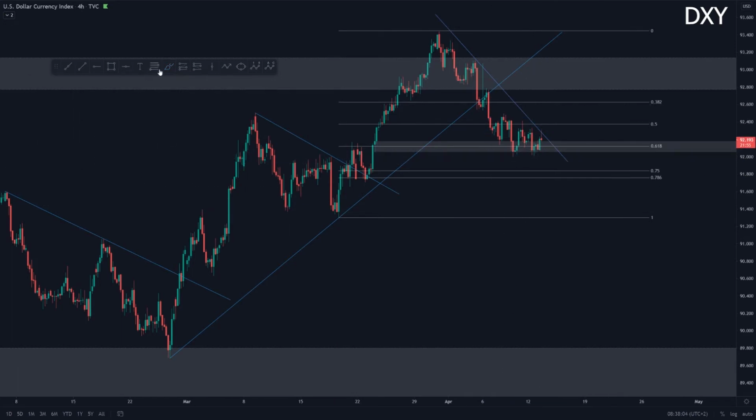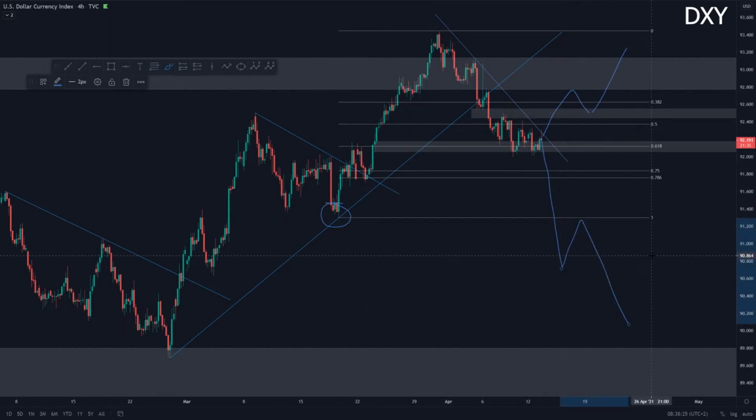So what do we need to see? Well, we need to see a breakout of this structure line with a retest of structure over here, and then bullish confirmation for a potential long. Or we need to wait for a strong impulse towards the downside, break of this major swing low, a retest of that swing low, and then the bearish confirmation for further shorts.